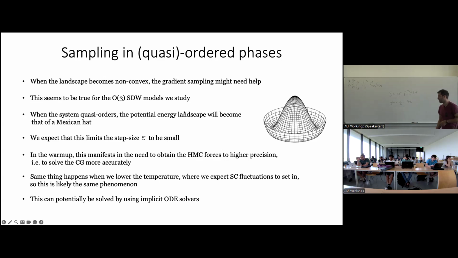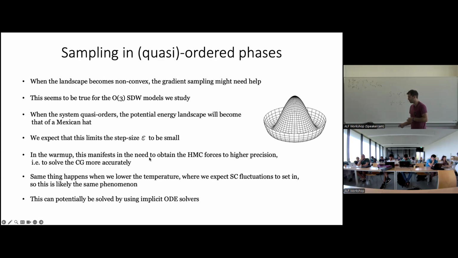And the same thing we observe happens when we lower the temperature in the disordered case, in the critical phase. There we expect that superconducting fluctuations are starting to appear, and that would imply that the energy landscape again is becoming not as trivial as it was. So this is likely the same phenomenon as the quasi-ordered scenario.